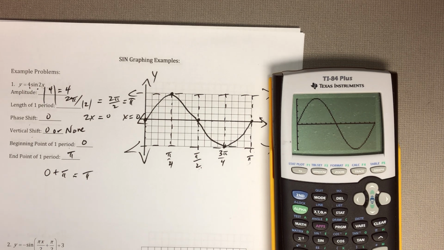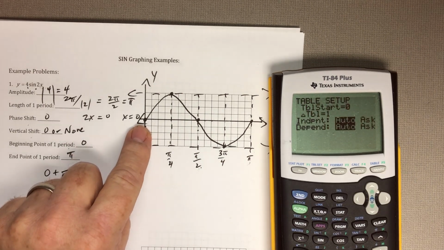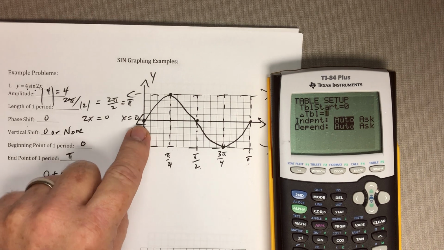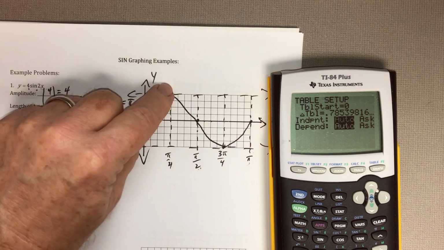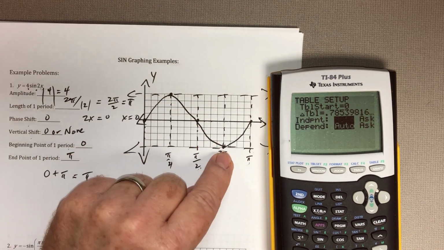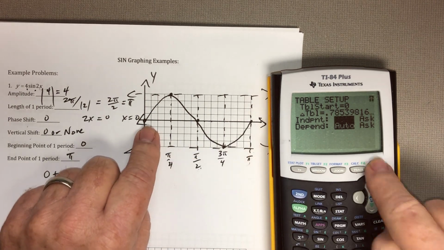Now, what I would also tell you is probably more useful would be to check your table. Okay, all right, let's start our table. So second table set up at 0, and let's count by pi over 4, because if we do, all right, you're gonna see the maximums, the midline points, the minimums, and the other midline point. All right, so let's go into our table.